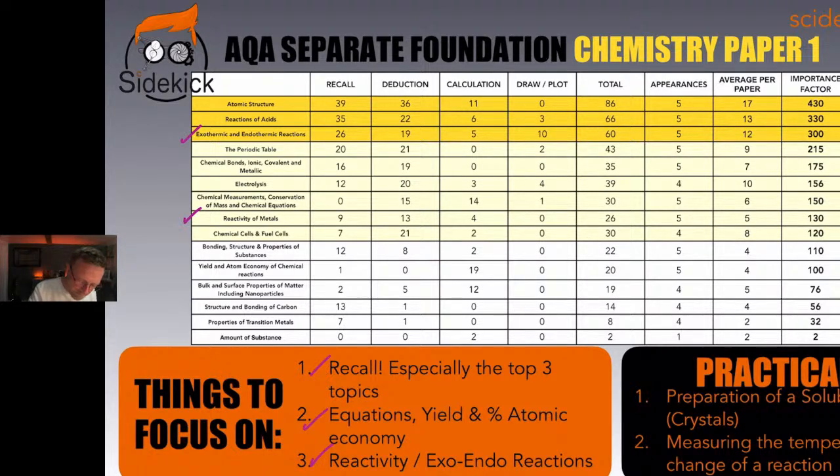The other honorable mention, electrolysis. Every single year, the average number of marks is 10 for electrolysis. Aluminium is a really common one. Using electrolysis to extract aluminium is one of the most common questions that comes up every single year, so just watch out for that.